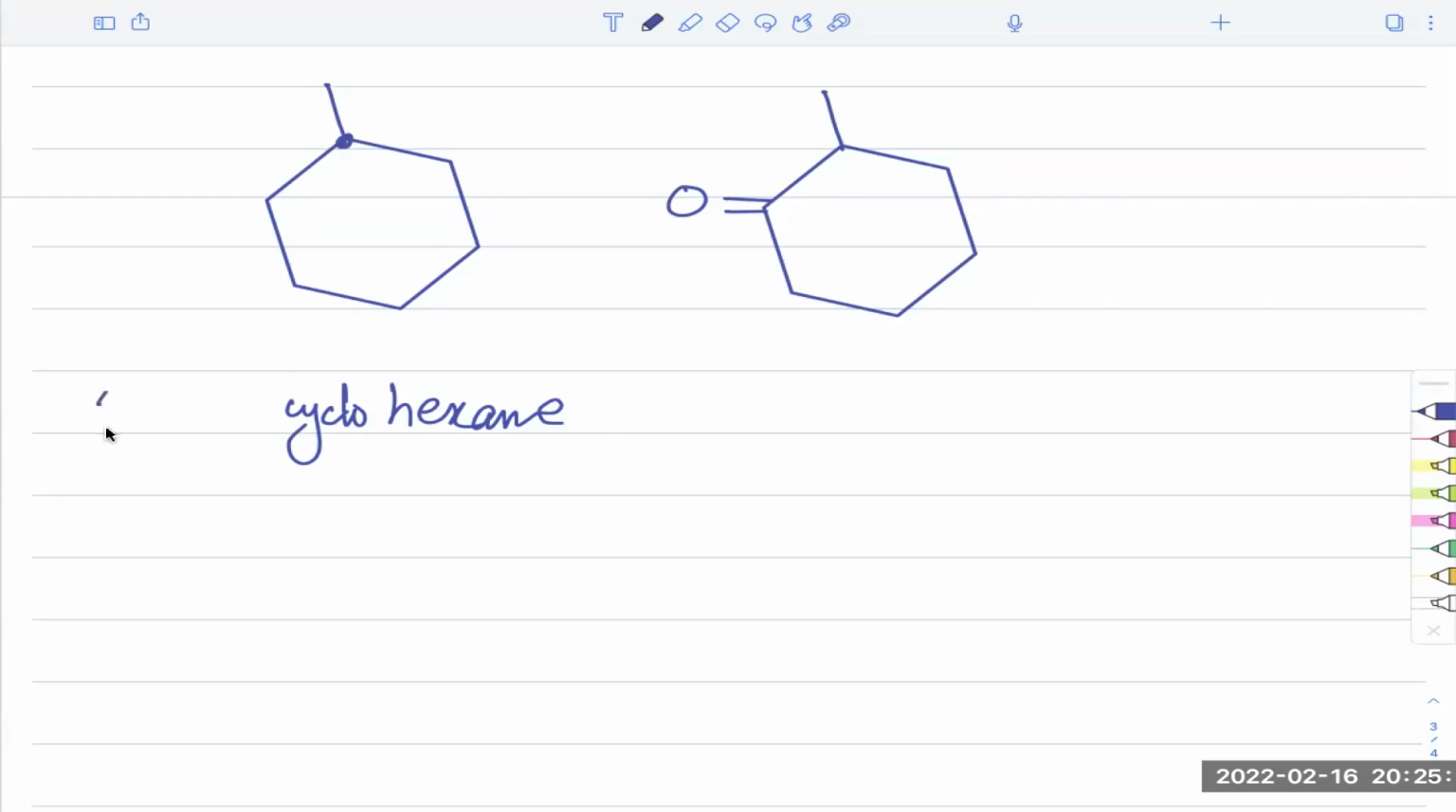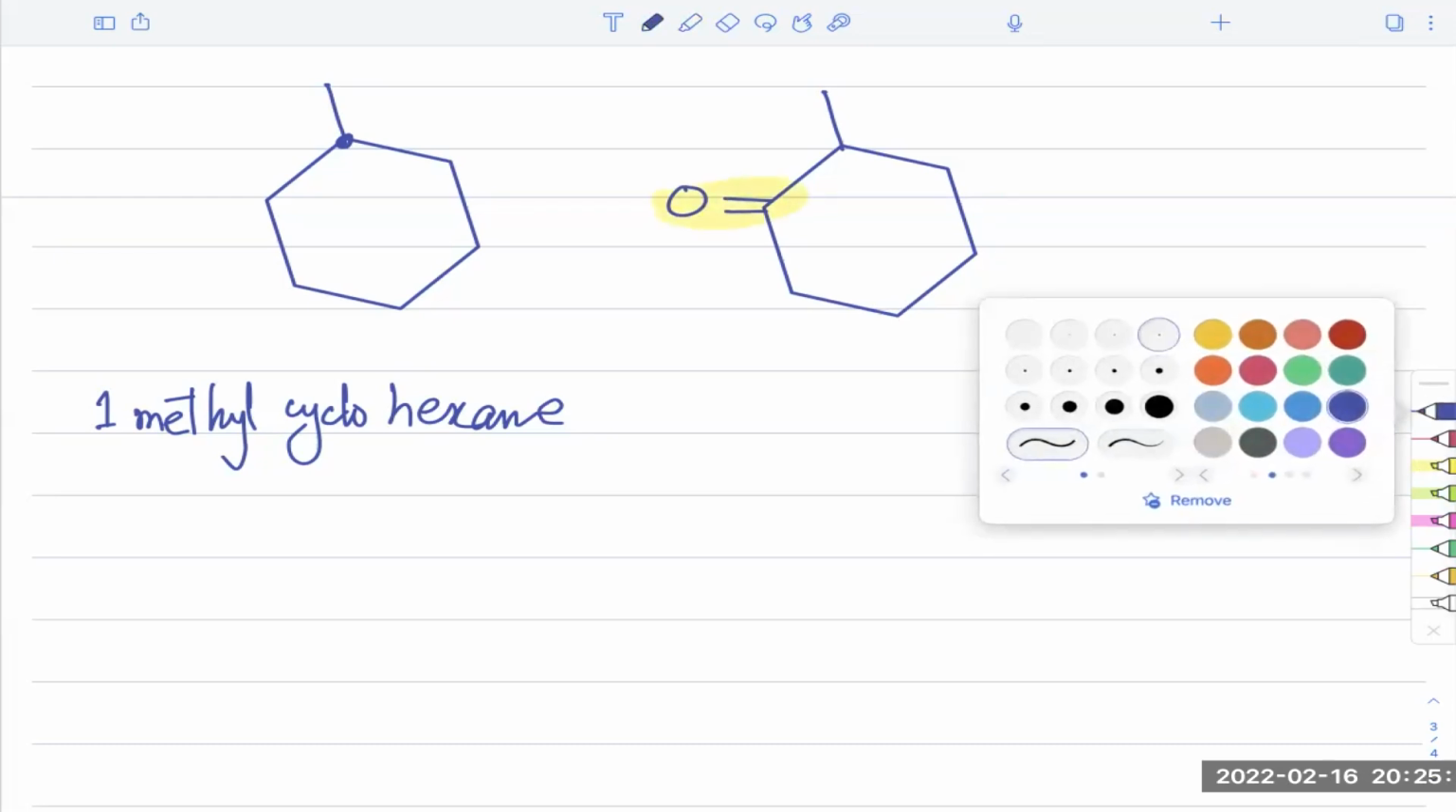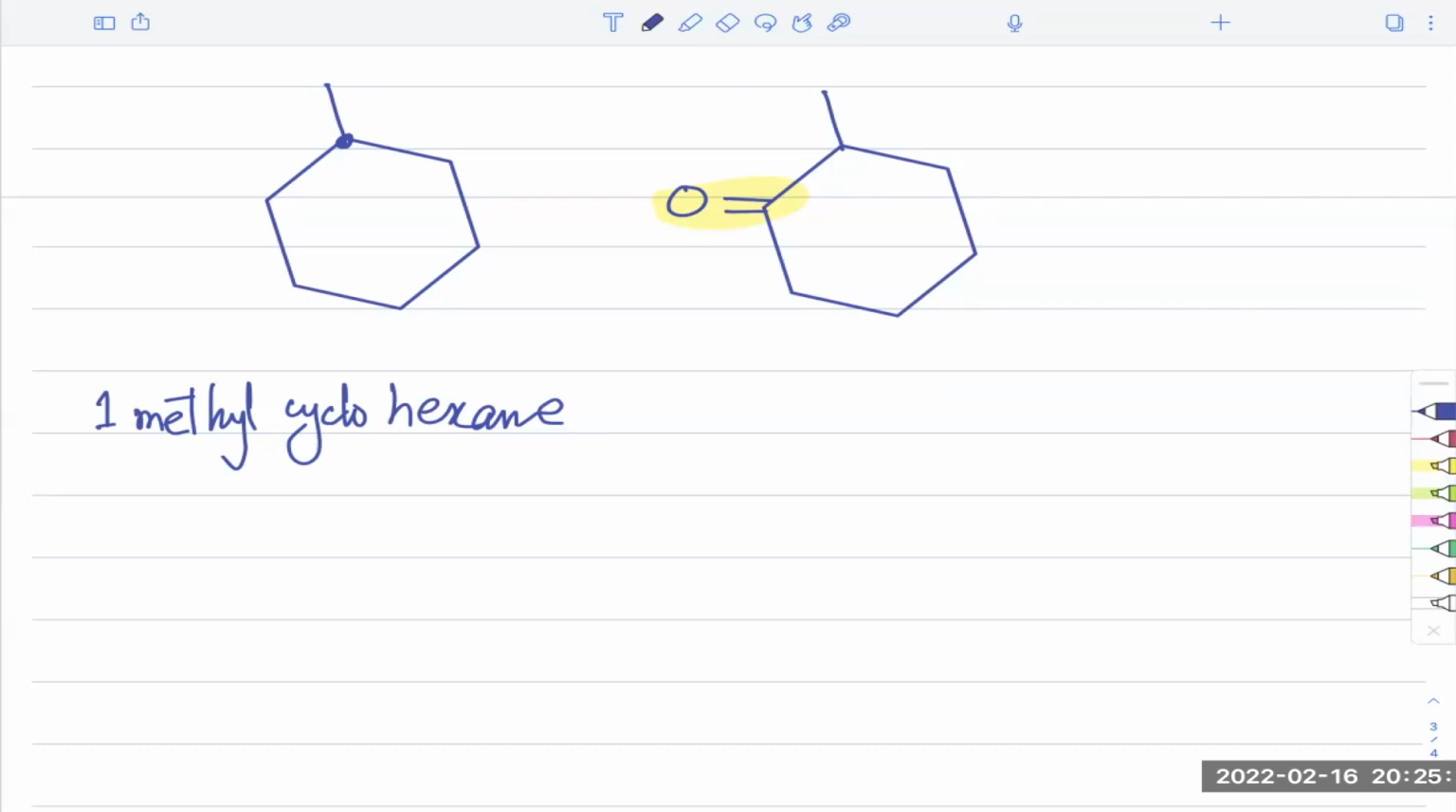And this branch is one carbon. So methyl cyclohexane. But the other one is not alkane because it has this thing, which is C double bond O. What is C double bond O? We have seen this before. This is ketone. So this one is not cyclohexane, it's cycloketone. Okay, so this one is cyclohexanone because six. Now this makes this one the first carbon. And so we have a methyl on the second one, 2-methyl cyclohexanone.